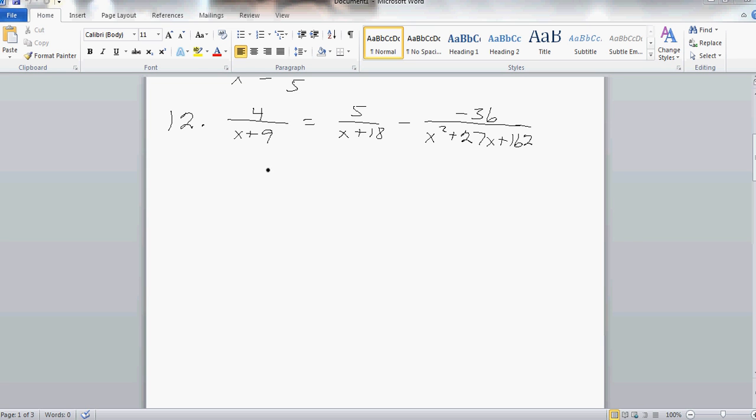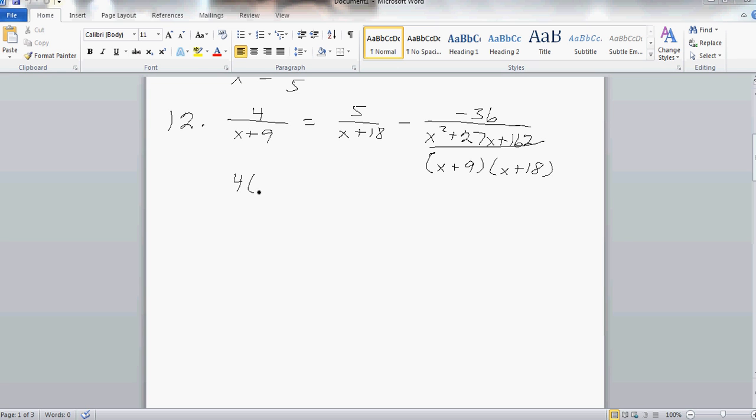Now, as it turns out, we need an x plus 9, we need an x plus 18, and if we look carefully, or actually do calculation here, this is x plus 9 times x plus 18. So this is the least common denominator right here. So what do we need to multiply this by? We need to multiply both the numerator and denominator by x plus 18.